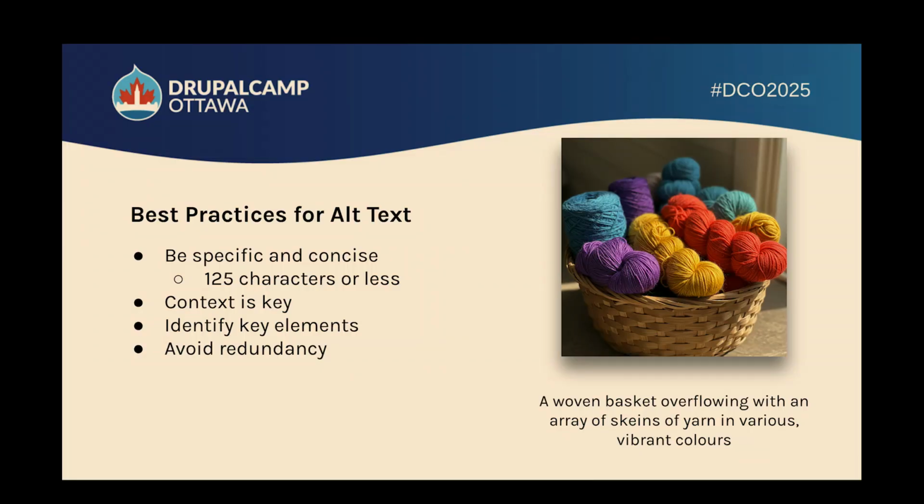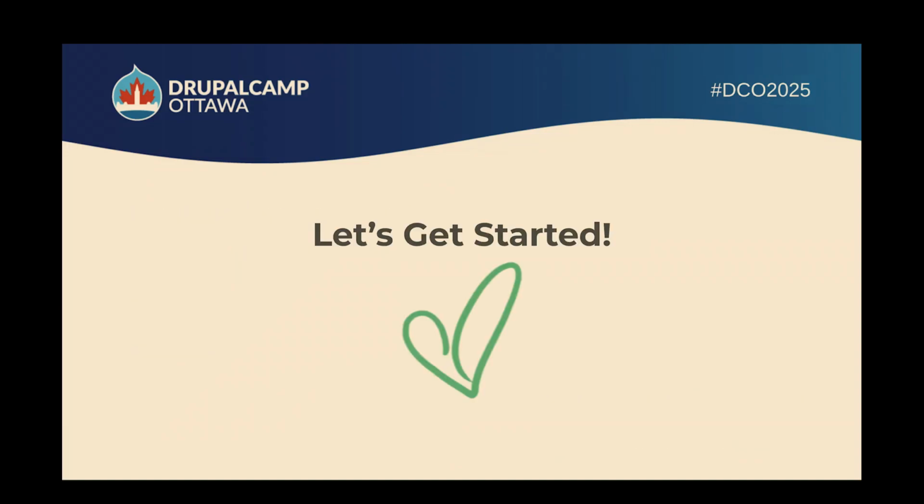So for example, I have this image. My alt text, if I were to put this on a website, would be a woven basket overflowing with an array of skeins of yarn in various vibrant colors. So let's get into it.